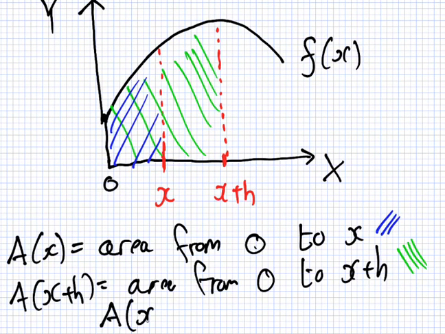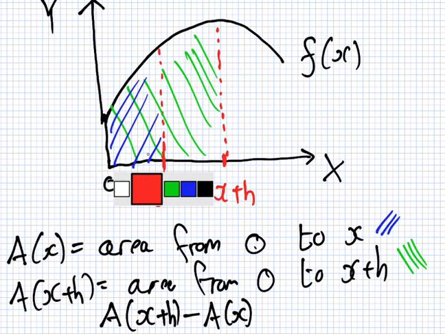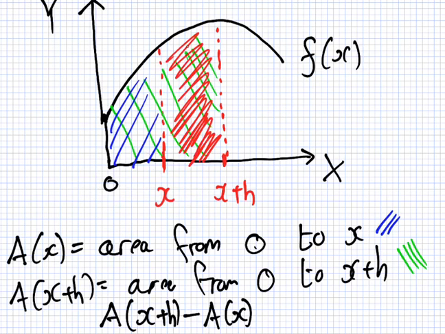So if I have area A(x+h) minus area A(x), what's that one on the graph? It's the green area minus the blue area, which is just going to be this area in red. Yes? That's the area in red.